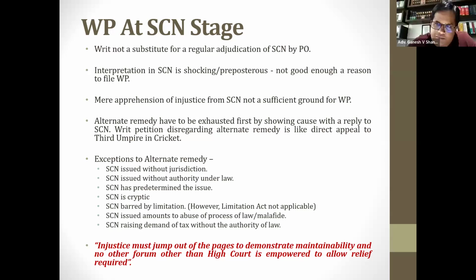Here, sir, predetermined means that before the SCN, I must have gone through different stages. If none of my submissions were accepted, and Section 65 audit, I have given my submissions, I've published everything, but there is a predetermined mind to confirm the order. Whatever replies I am giving are not considered. They are just thrown out. And in those kinds of cases, it's a strong case to say that they have decided they are going to confirm the order through this SCN.